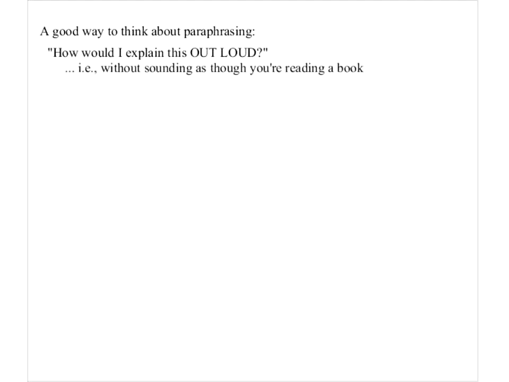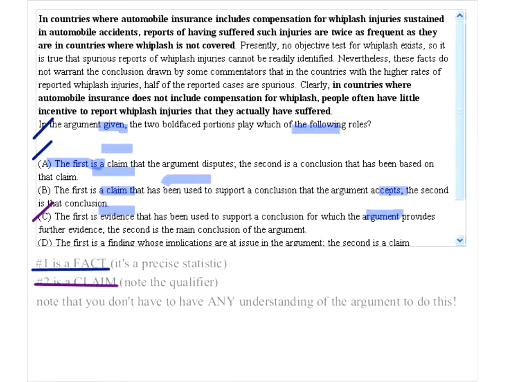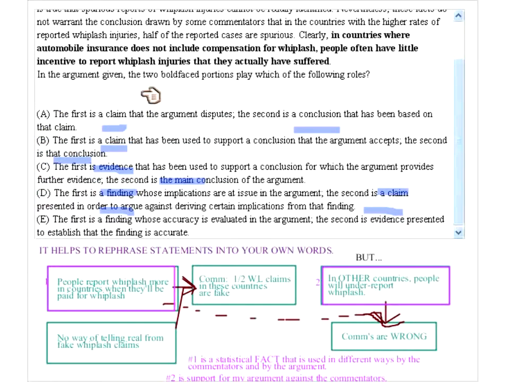Because we've gone over sentence correction. There's a huge difference between out loud and written language. And so if you force yourself to translate statements like this into out loud language, then a lot of the time you're going to be able to figure this out, or at least how to paraphrase it. For instance, the way we did this problem, nobody out loud would say, in countries where automobile insurance includes compensation for injuries sustained in automobile accidents, reports of such injuries are higher than in countries where whiplash is not covered. Deep breath. No one's going to say that out loud. It's not going to happen.